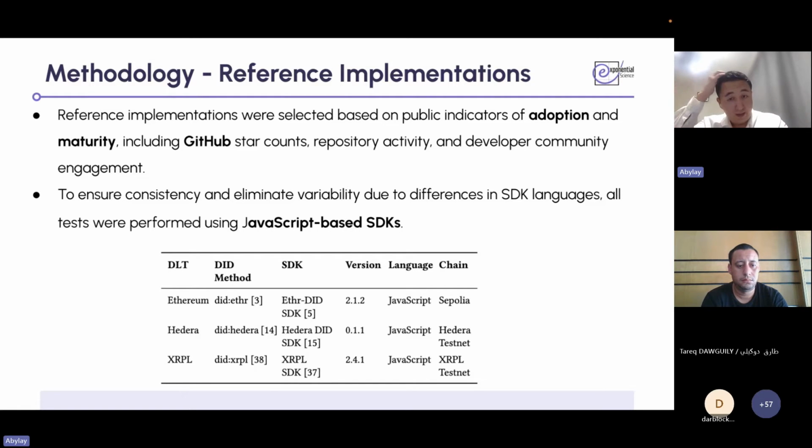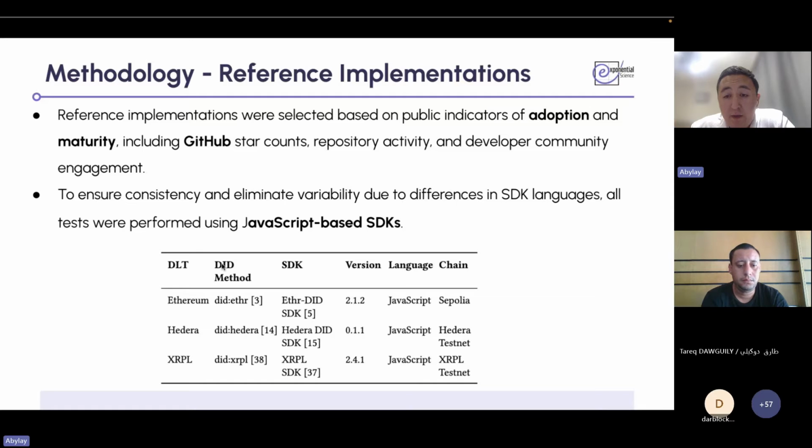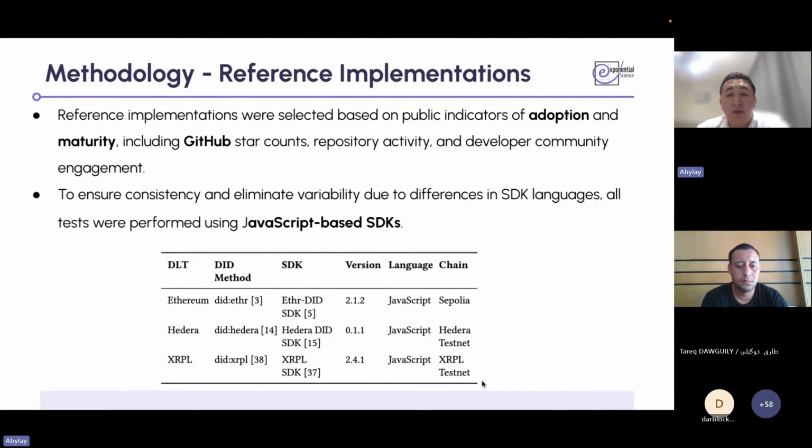Otherwise, for example, for Hedera, they offer two SDKs, one in Java and the second in JavaScript, I think. XRPL is similar. They have a Python SDK and also a JavaScript SDK. So for this study, we selected JavaScript. And for the testnets, for Ethereum, we selected Sepolia. For Hedera, it's the Hedera testnet, and for XRPL, the XRPL testnet.